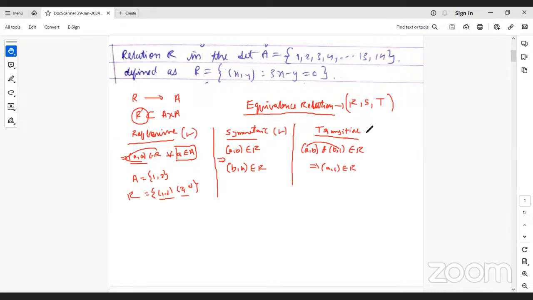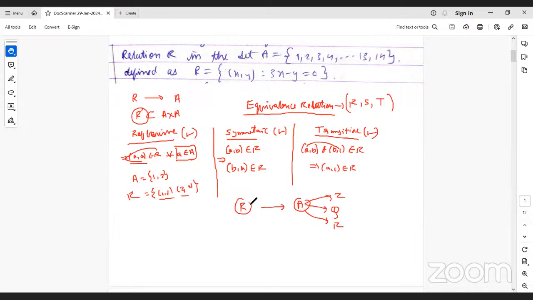Once again, revise the definitions, all the three: reflexive, symmetric and transitive. The important thing here is that the relation is always defined on the set A. You need to identify in the question what this set A is. This set A can be a set of integers, a set of rational numbers, or a set of real numbers. Don't get confused with this R.